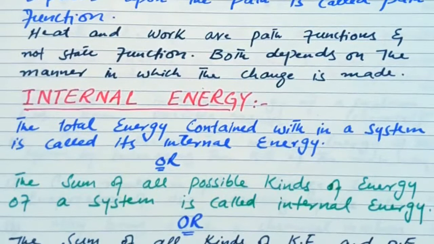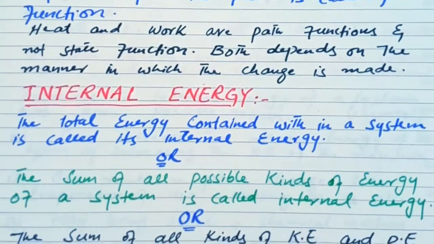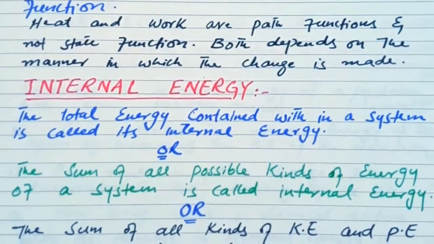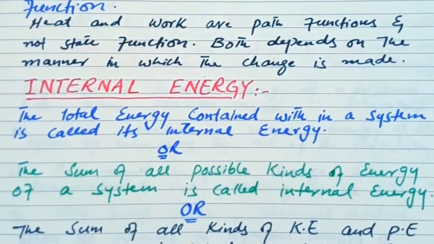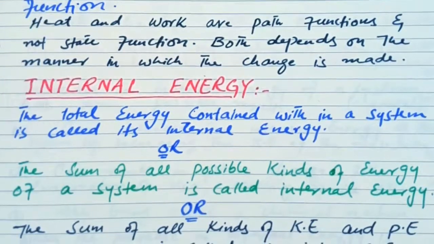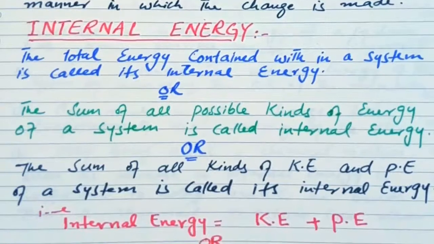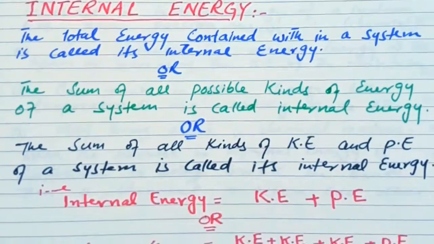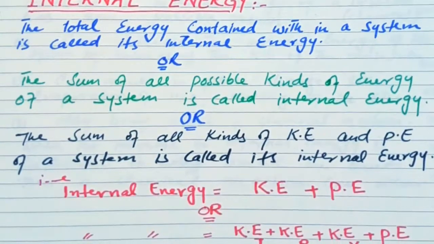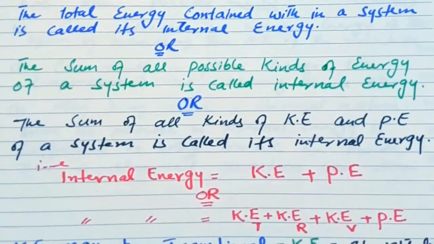Now what is internal energy? It is the total energy of a system, that is the sum of kinetic energies plus potential energy of the system, that is called internal energy. It is the sum of all possible kinds of energies of a system. For example, internal energy is equal to kinetic energy plus potential energy.